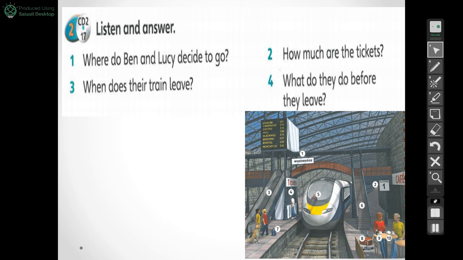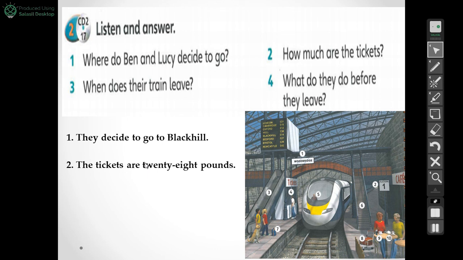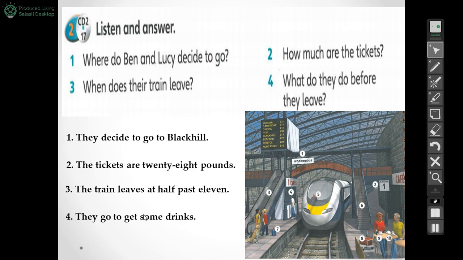Okay, let's answer number one. Where do Ben and Lucy decide to go? They decide to go to Black Hill. Number two, how much are the tickets? The tickets are 28 pounds. Number three, when does the train leave? The train leaves at 11:30. What do they do before they leave? They go to get some drinks.